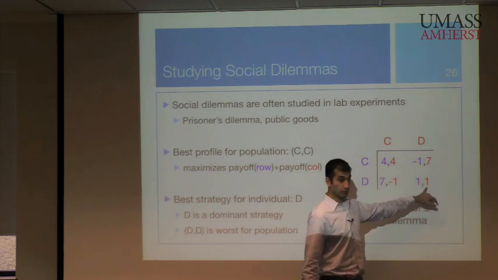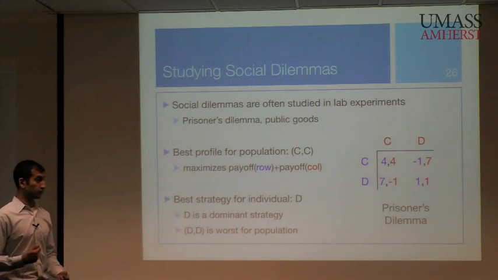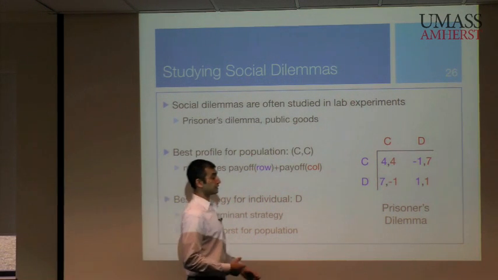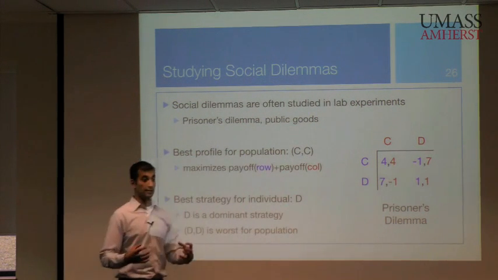I would go from -1 to +1, right? So defecting is a dominant strategy. The best thing for me to do is defect. However, as you can see, it's actually the worst thing for the two of us. It actually minimizes our total payoff. So it captures the dilemma the same way.